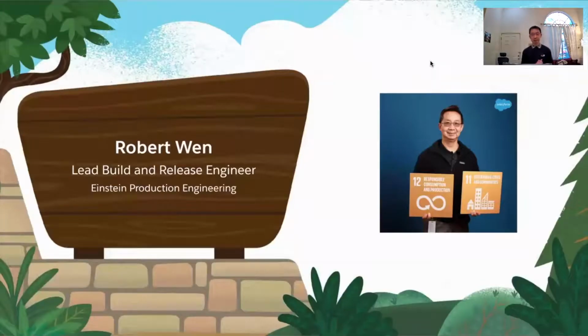A little bit about myself. I'm part of the Einstein Production Engineering Group. My responsibility is primarily CI/CD, DevOps, and developer productivity. Mainly, me and my team are responsible for the CI/CD pipelines for our group.